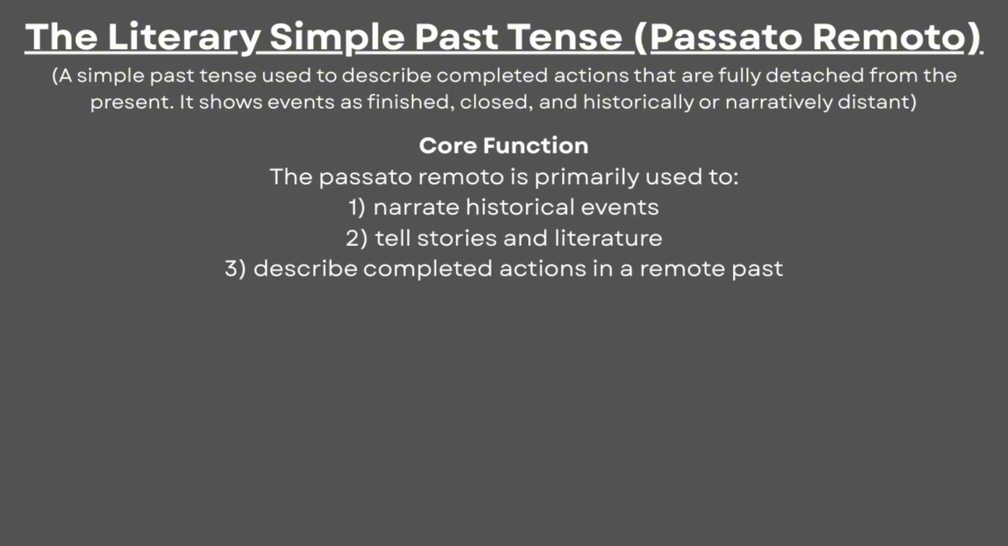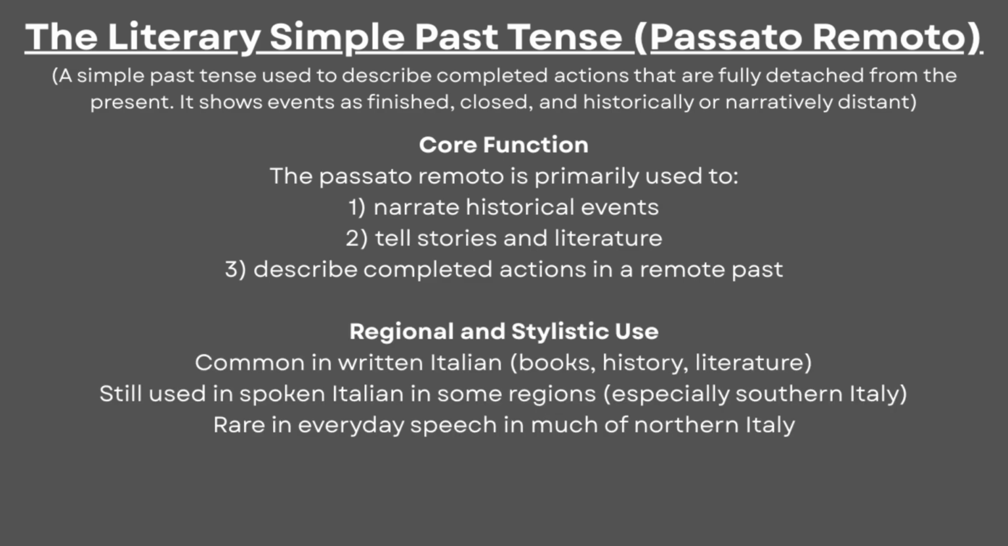The function of the passato remoto is to narrate historical events, tell stories in literature, and explain completed actions in a remote past. In other words, it's a simple past tense that's very common in written Italian, specifically in literature, but it's still used in speech in some regions. In general, it's rare but stylistic in spoken Italian, and even though you may not use it in conversation, it's good to know for the comprehension of formal Italian.